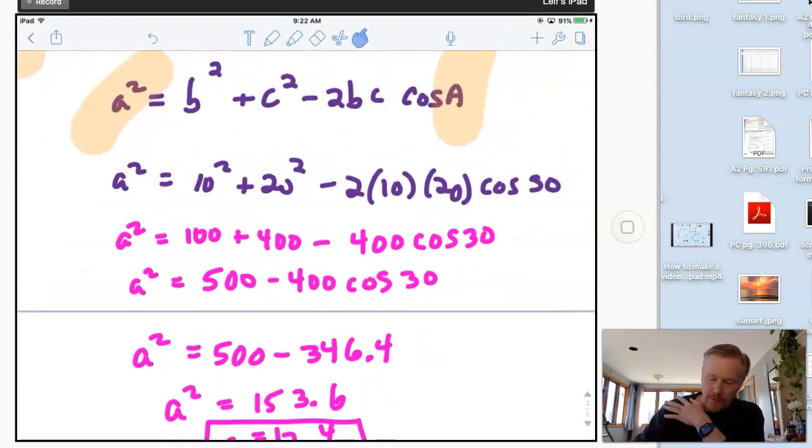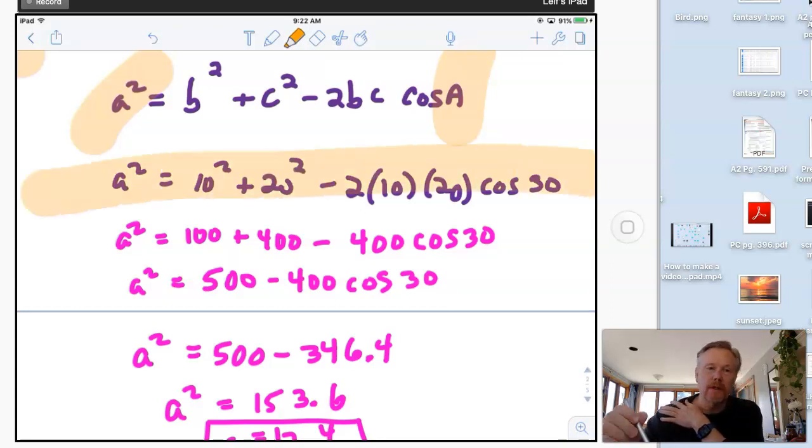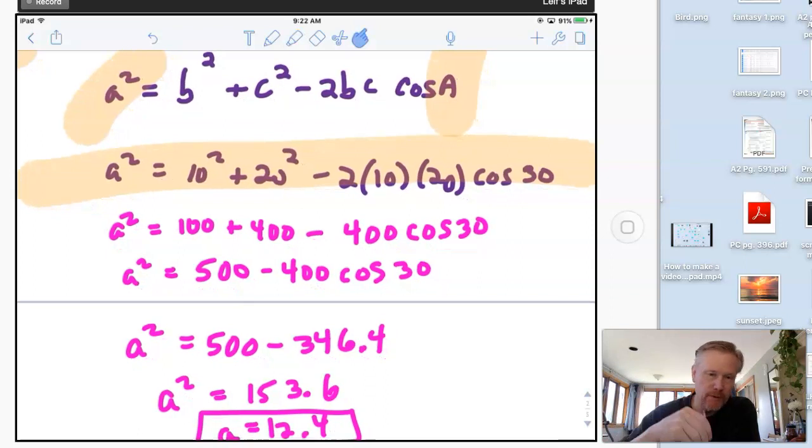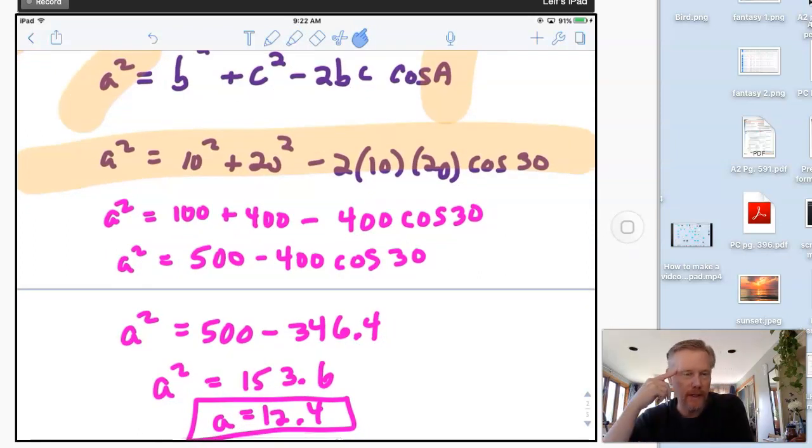All right, a couple things. I just did out these. You could probably punch this into most calculators, which should work, so you might want to try that right now. The only thing you might have to do is take the square root at the end, because you're going to get a squared. But 10 squared plus 20 squared minus 2 times 10 times 20 cosine 30. Usually you can punch that right in, especially into a graphing calculator.